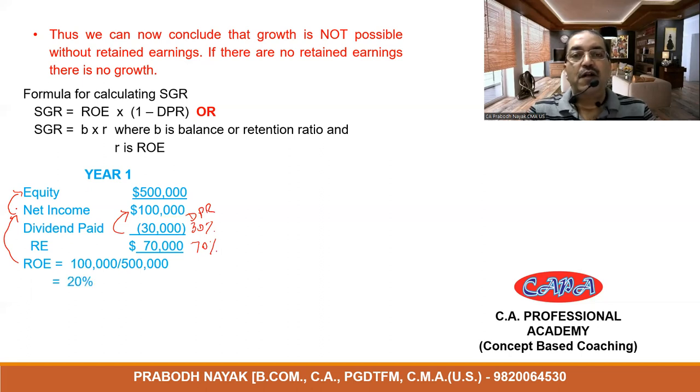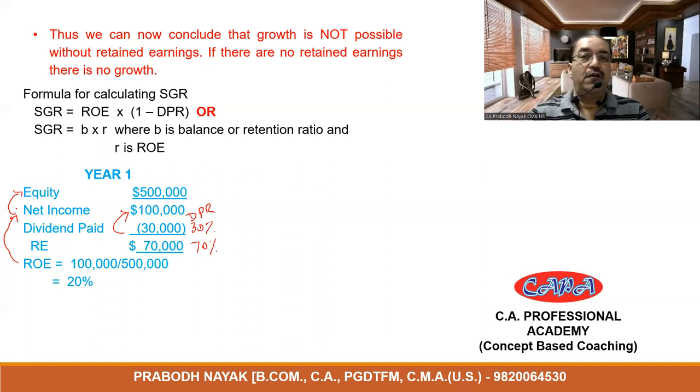That means whatever amount you invest in the business, you are going to get 20% returns on that. That is the meaning of it. Returns on equity: of whatever amount is invested in the form of equity, you will get 20%. So if you have invested 500,000, you will get back 100,000, 20%. If you have invested 400,000, then you will get 20% of 400,000, that is 80,000 as net income.